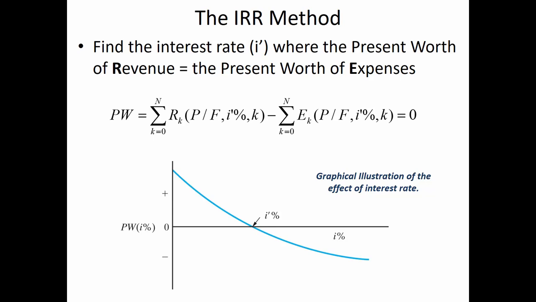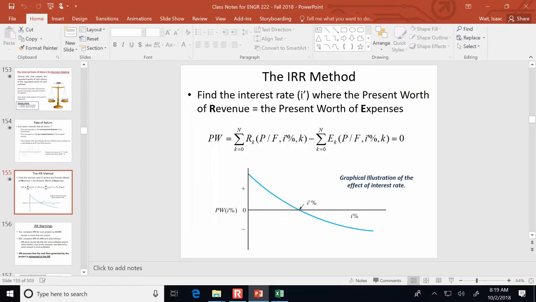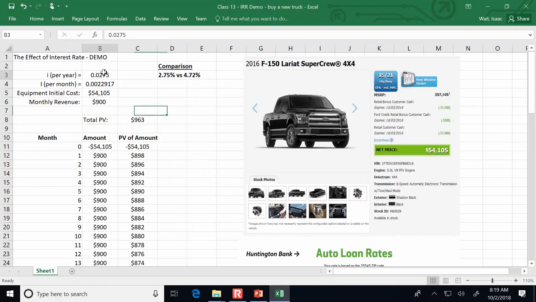Think graphically: the low interest rate gave us too much money, and the high interest rate gave us a negative amount of money. Internal rate of return is the one that would make the project just barely break even. So, going back to this illustration, there's some interest rate that will make this present value equal to zero, and that's the internal rate of return. So let's see, is it 0.03? Okay, I'm getting closer. 0.035? I went too far. 0.034? I'm really close now.